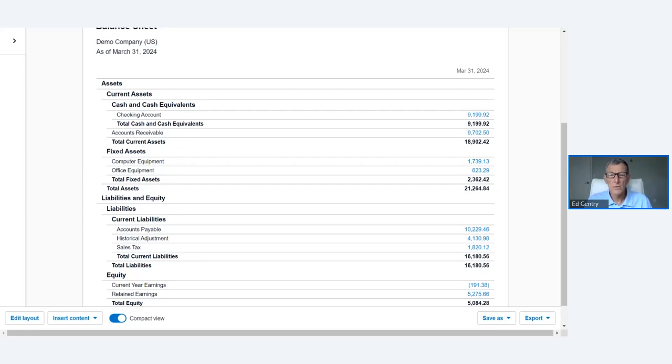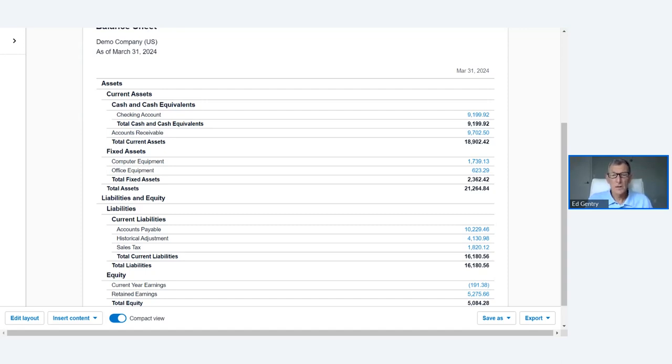Today, we're going to go over the basics of the balance sheet. Now, the balance sheet is for a specific time, a point in time, a snapshot at a specific period of time. Unlike the income statement, which is for a period of time, this is just on a single date. The two are connected, though, and I'll show you why in just a moment.